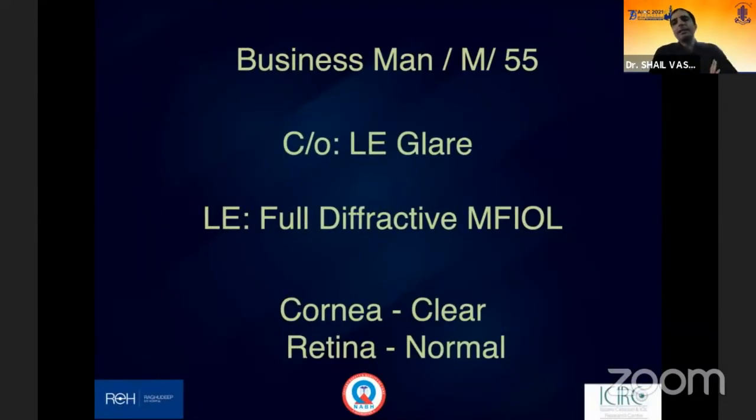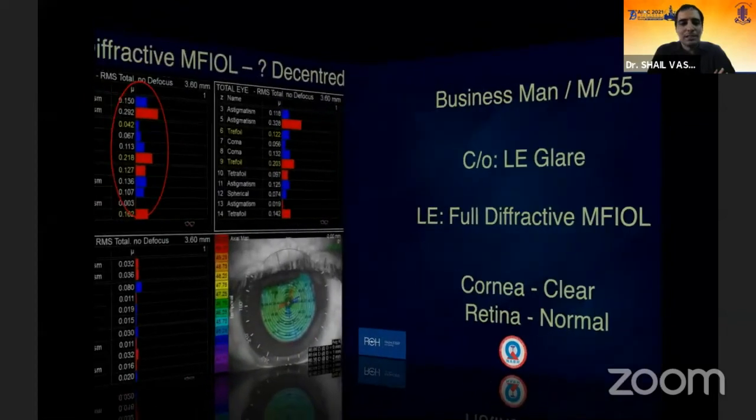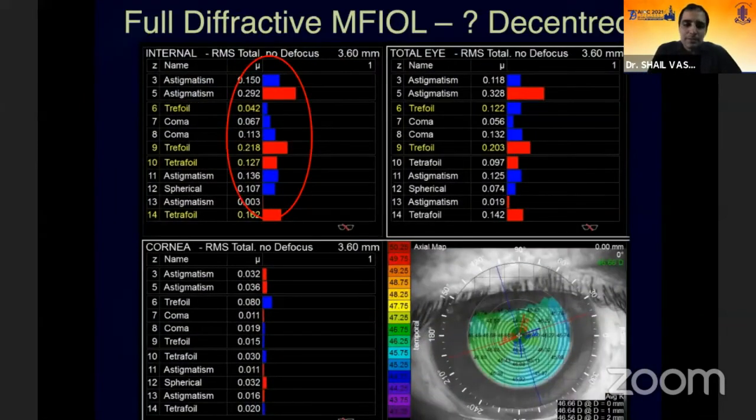This is another case. The patient came to us for a second opinion, complaining of glare. Very well done cataract surgery elsewhere, full diffractive multifocal IOL, retina is normal, OCT is normal, everyone has seen him and everything is perfect. But when we did his eye trace, we found that there are a lot of unexplained aberrations internally, and there was no PCO.